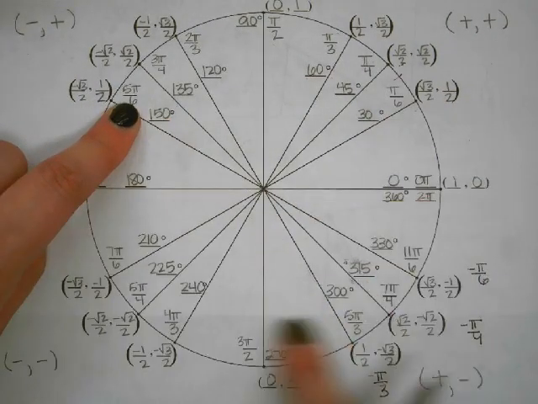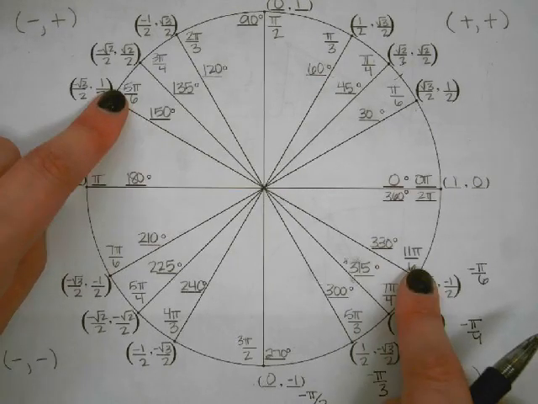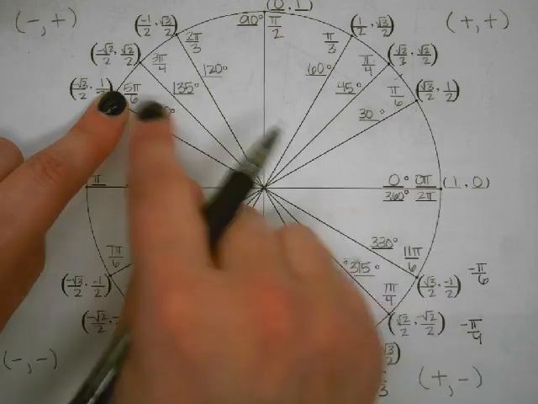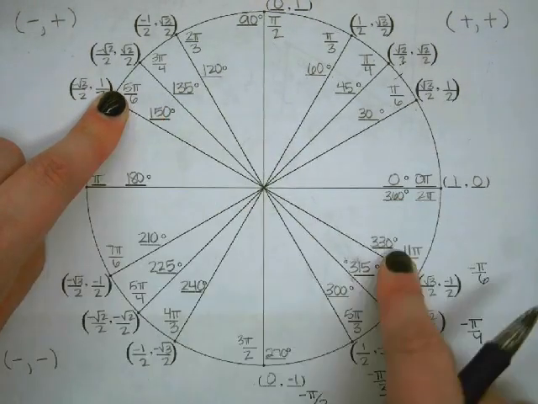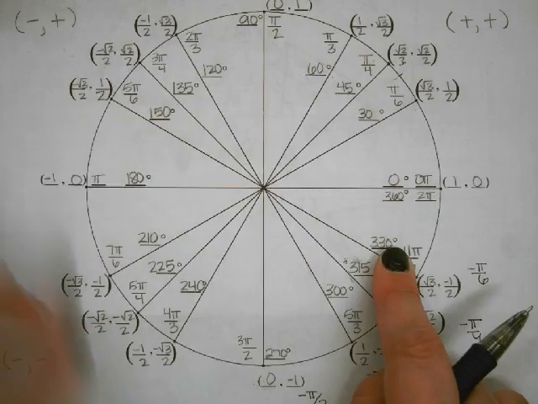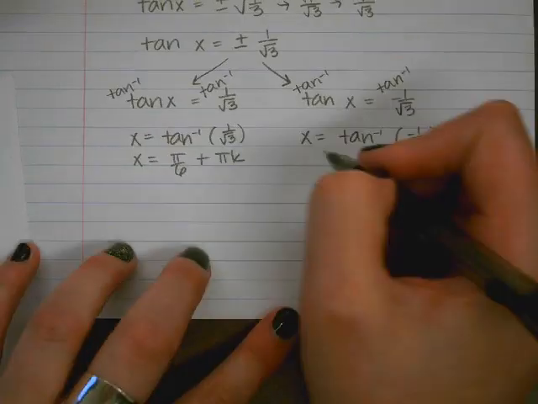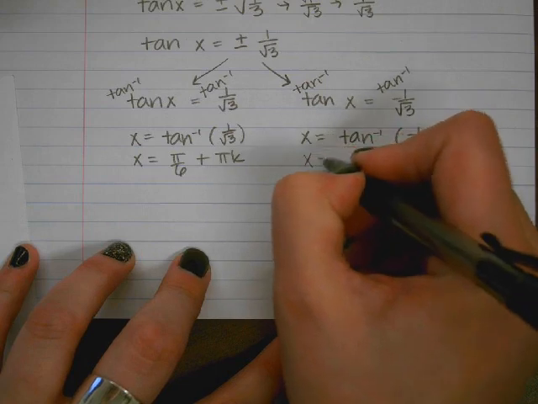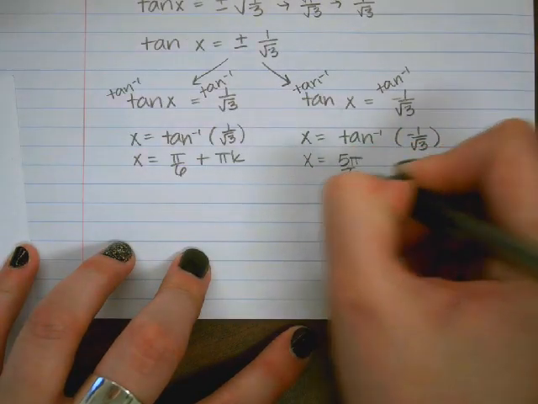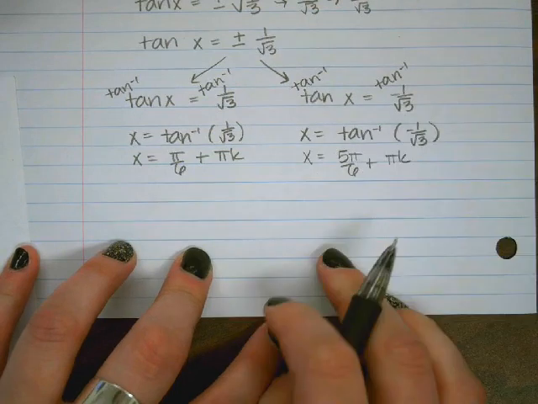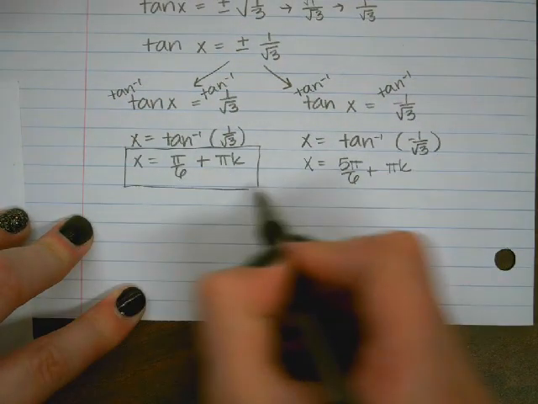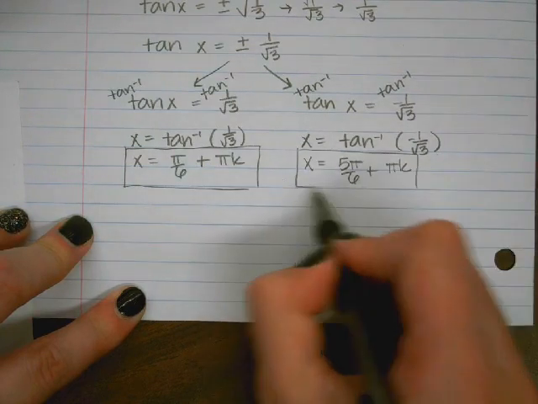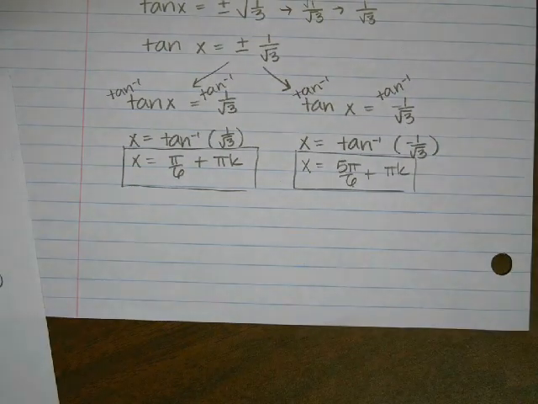So instead of writing that I have two different answers that repeat every 2 pi, I can say I have one answer that repeats every pi, because you just have to add half a circle to it to get the next answer. So I'm going to say that x equals 5 pi over 6 plus pi k. And so those two solutions represent every possible solution to that equation.